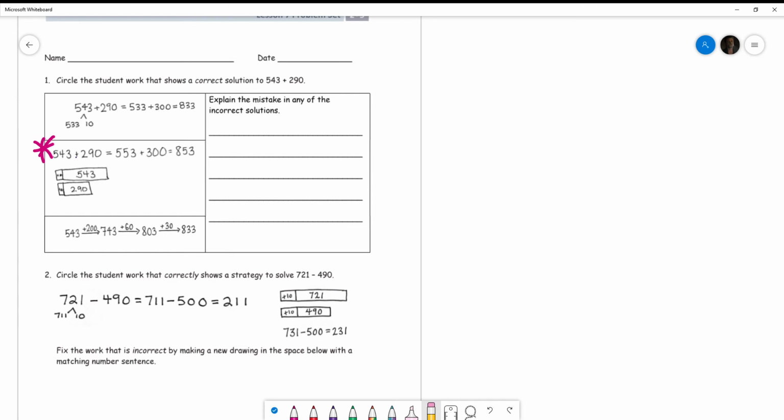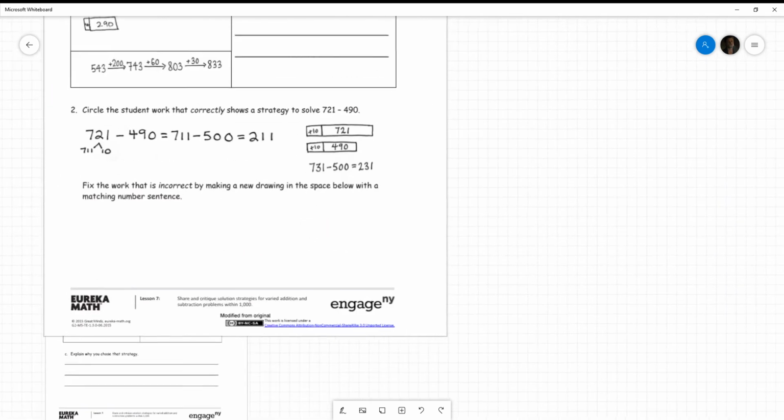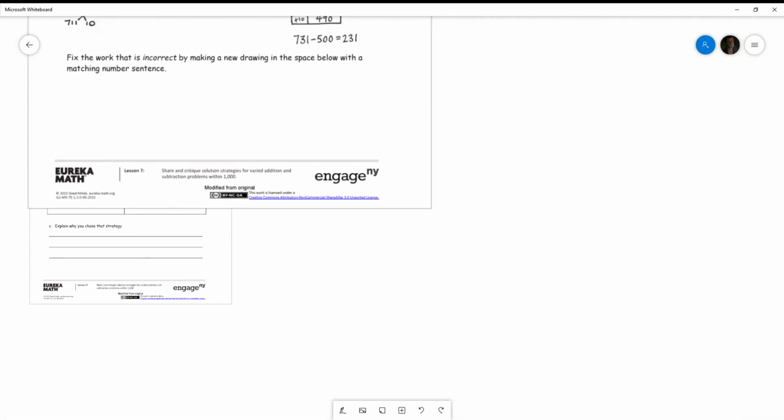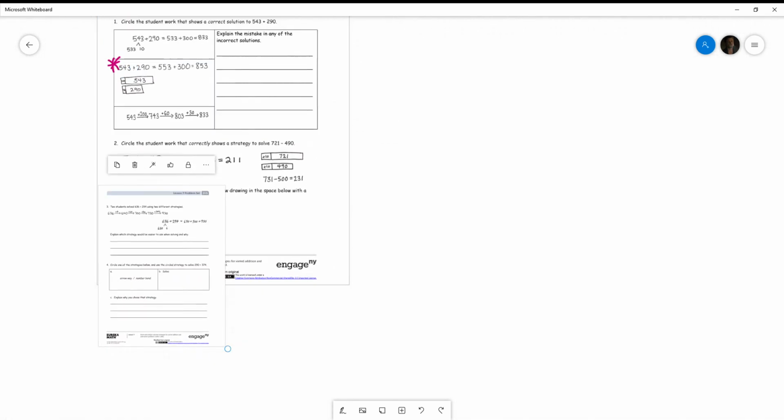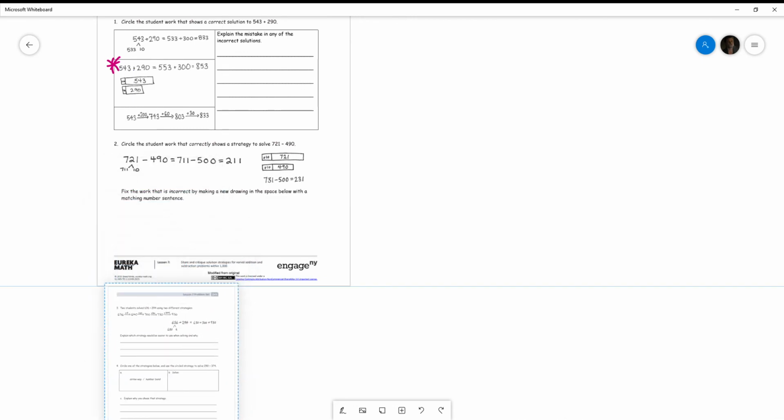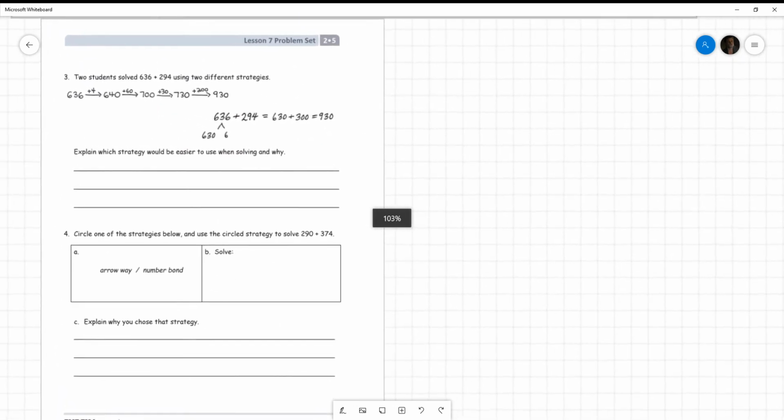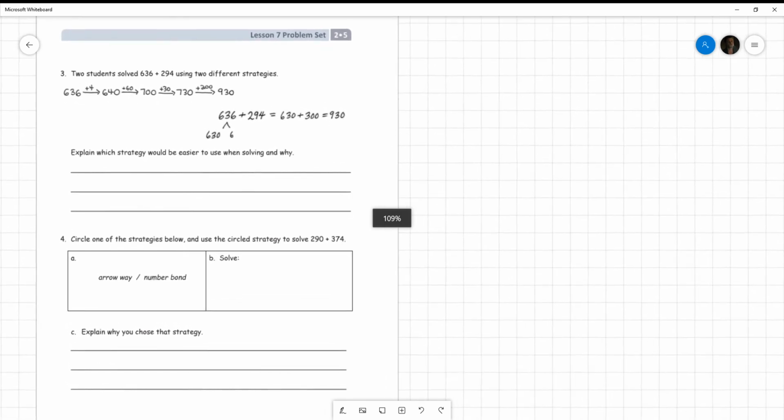Okay, let's go to the next page. Make that smaller. Move that. Getting better with this, you guys. Okay.